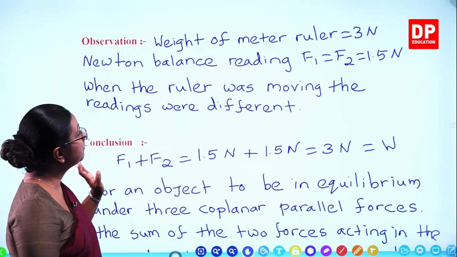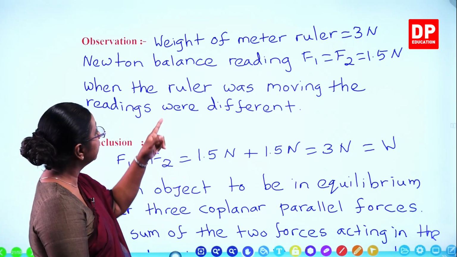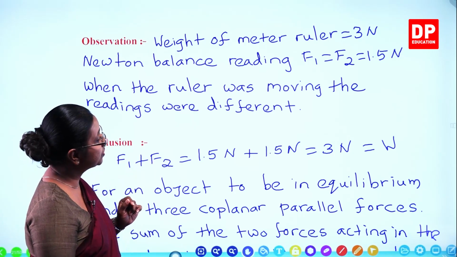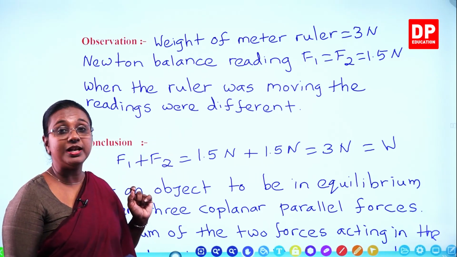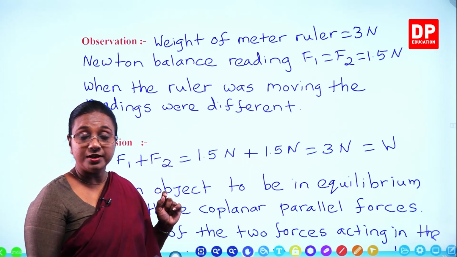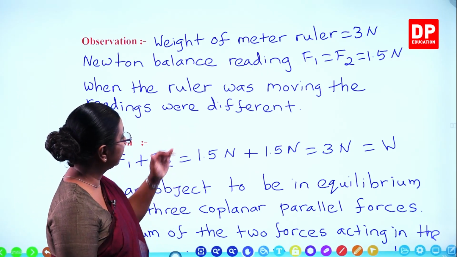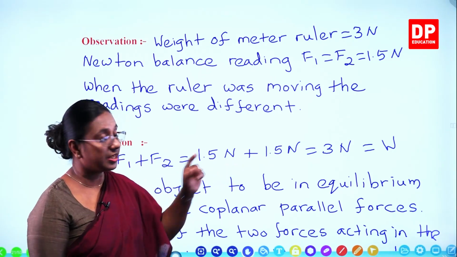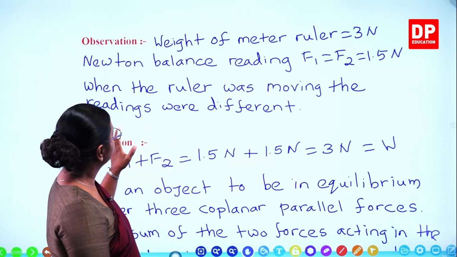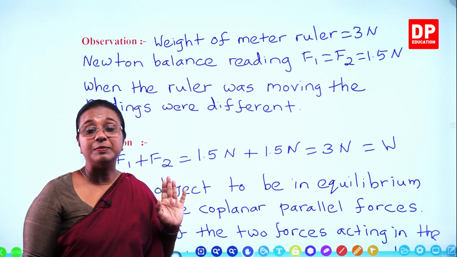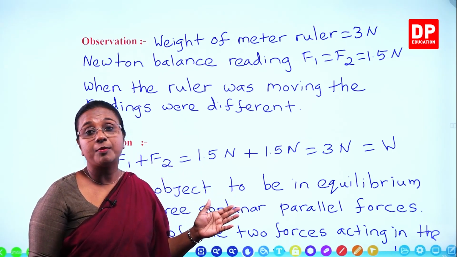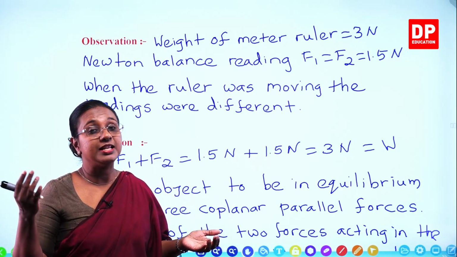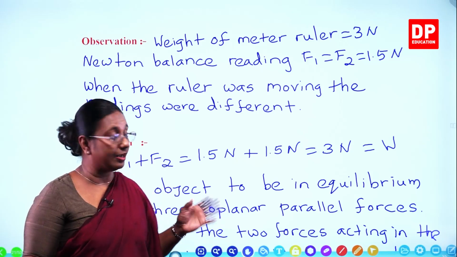So from the observation, students, we saw that the meter ruler was 3 Newton in weight and the forces F1 and F2 were equal and they were equal to 1.5 Newton. So from that we can get the relationship like this. F1 plus F2 was equal to weight. So when we tried to move the meter ruler, we could not get the proper equilibrium. Why? The meter ruler was moving. Then there is no rest, there is no equilibrium.